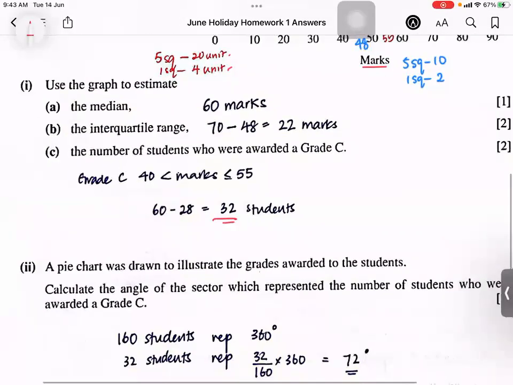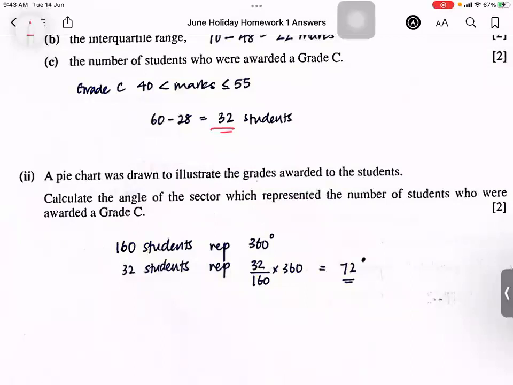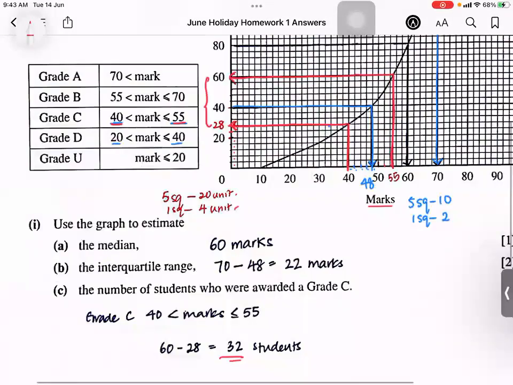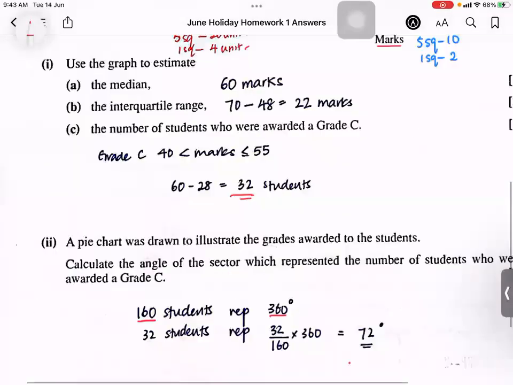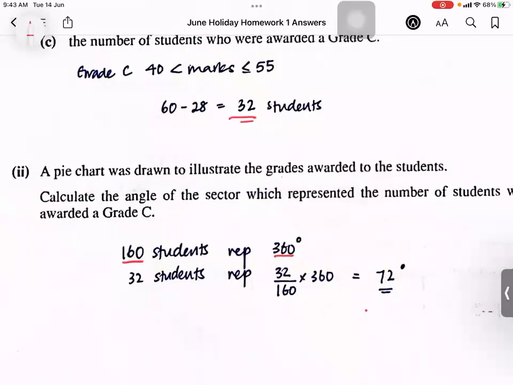Next part, now this one is on a pie chart. Okay, a pie chart, full circle is 360 degrees. Then how many students are there in total? 160 students. On your cumulative frequency graph, the total number of students is 160. So 160 students represent 360 degrees. Calculate the angle of the sector which represents the number of students who get a C grade.